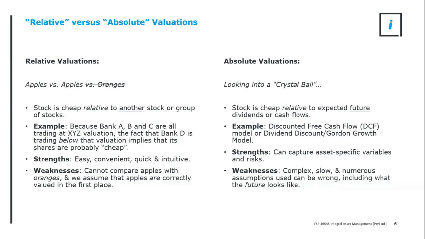Now, the strength of these absolute valuations is they can capture asset-specific variables and risks. If, for example, this apple that we are holding in our hand is really unique and there isn't really another apple out there in this world that we can compare it to, it's some special breed of apple and there's only one of them, relatives won't be very useful, absolutes are smart, because we can capture that asset-specific variable.